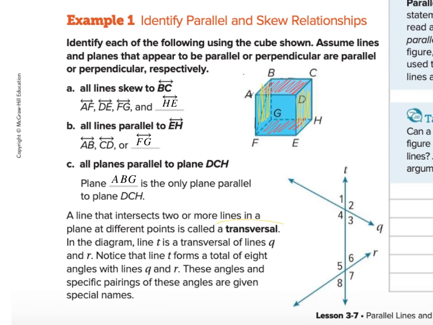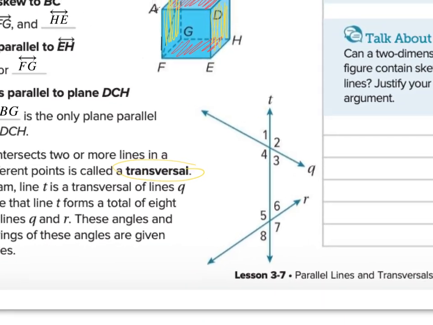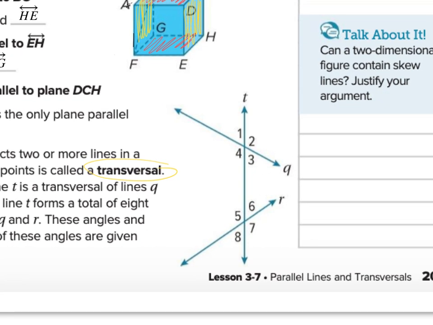When we talk about a transversal, a line that intersects two or more lines in a plane at different points is called a transversal. So in this image right here, we have two lines, line R and line Q, and they are being intersected by line T. So this is my transversal.